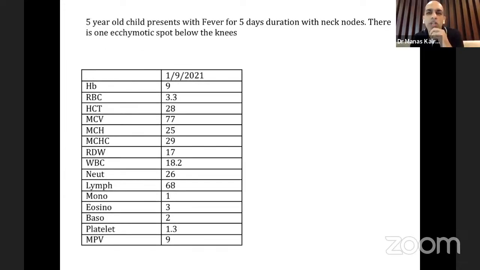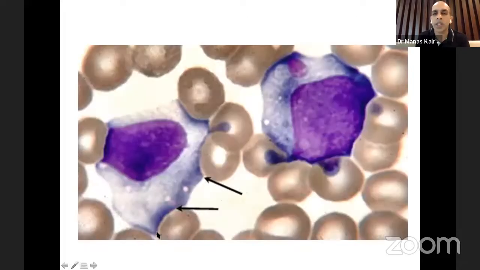Now, this is a five-year-old child who presents with fever of a few days' duration with neck nodes. There is one ecchymotic spot below the knee. Now, look at this child's CBC. The hemoglobin is 9. WBC is 18.2, the neutrophils are 26%, the platelets are 1.3.